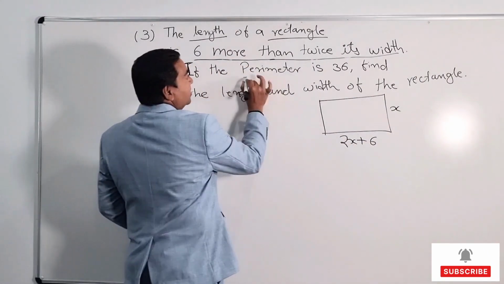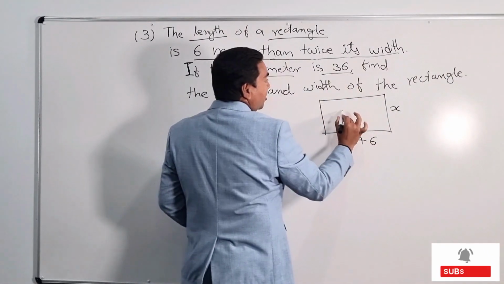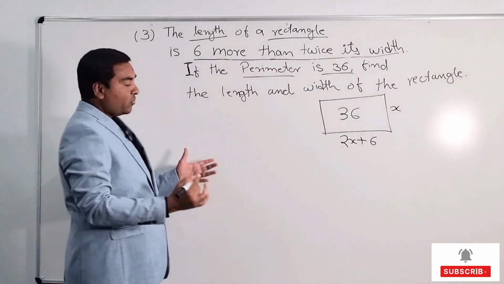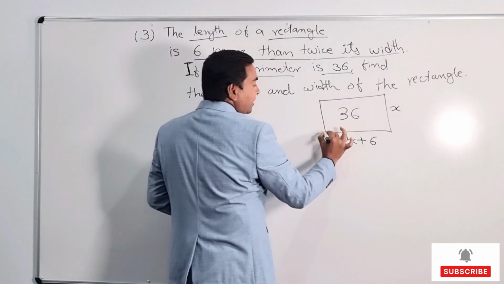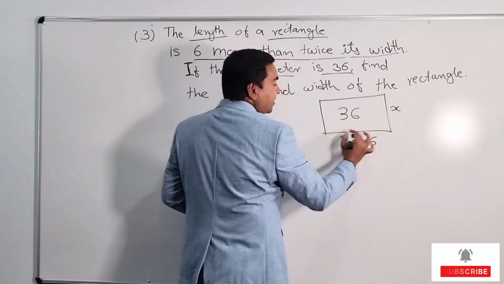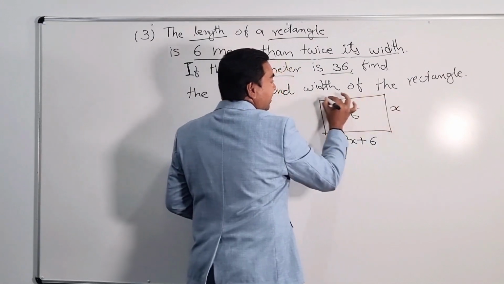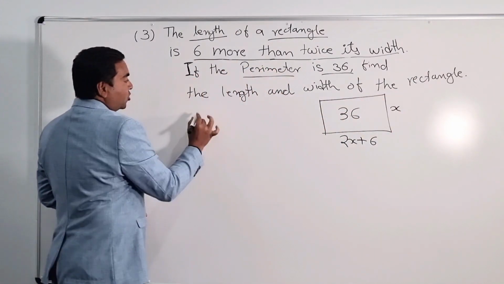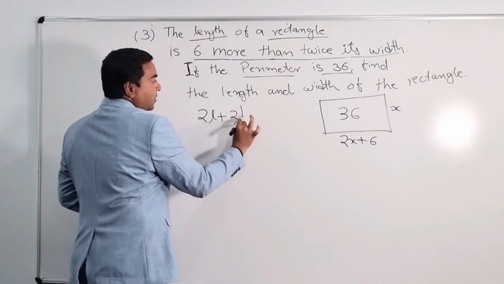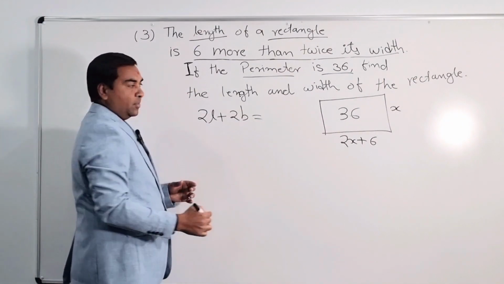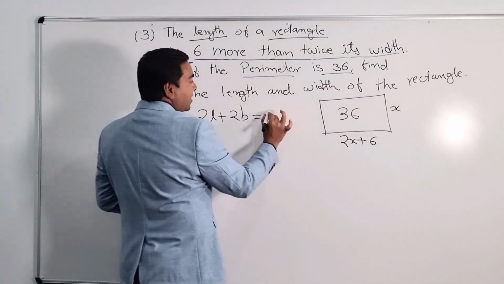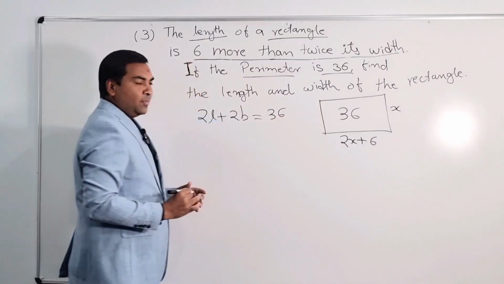And they said perimeter is 36. What is the perimeter? So perimeter of a rectangle is all the boundaries we add up. So let us say if this is the length, L plus B plus L plus B, which is going to be 2 times length plus 2 times width. That is my perimeter, because this plus this plus this plus this, and that is my 36. Is it making good sense so far?